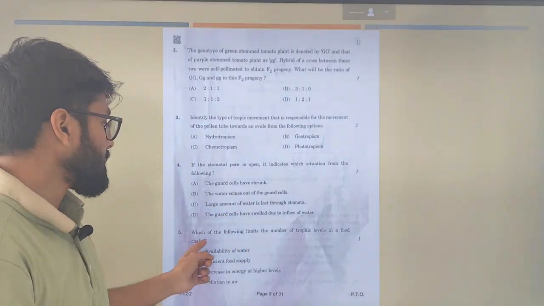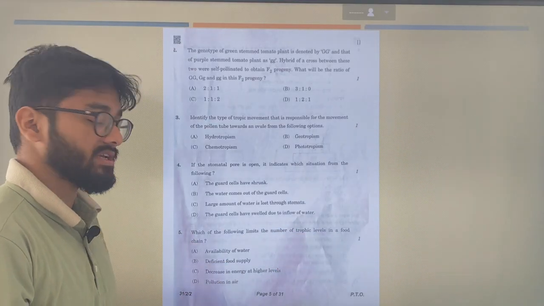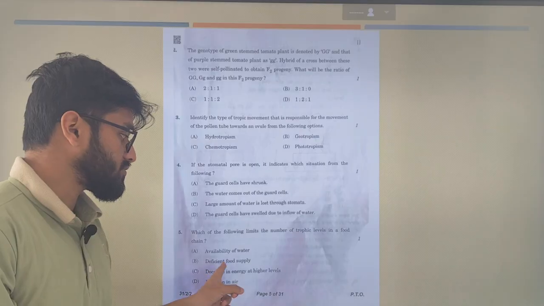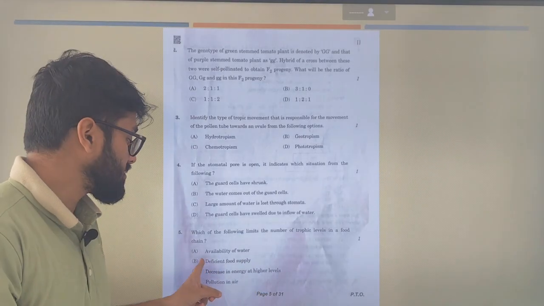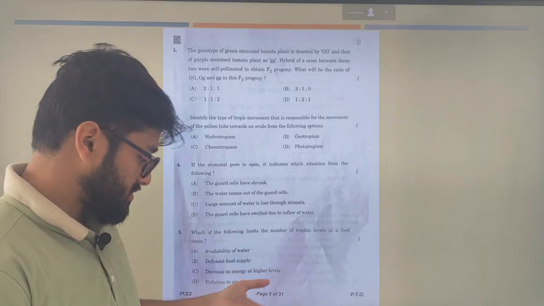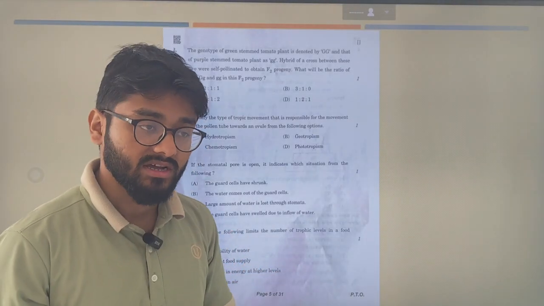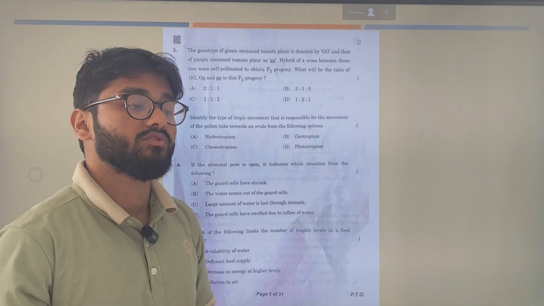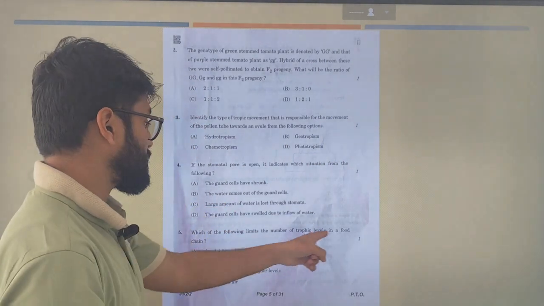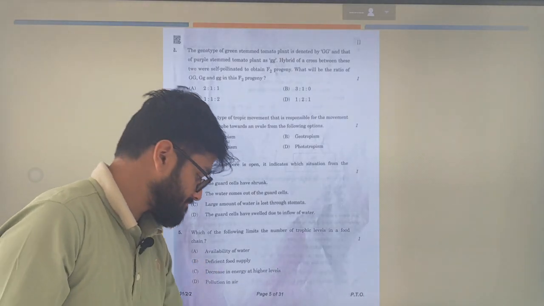Which of the following limits the number of trophic levels in a food chain? Your first clue is your food chain, and from the options only one represents food, so the only correct option will be deficient food supply, because that is the question that has been asked: what is the only cause that is going to limit the number of trophic levels in a food chain? So that will be deficient food supply.